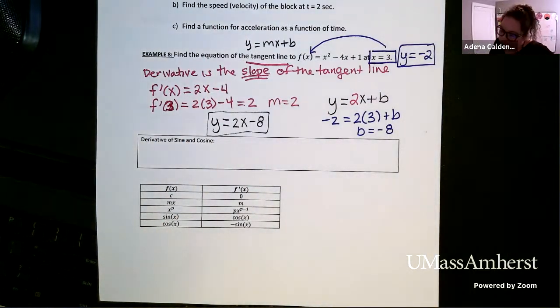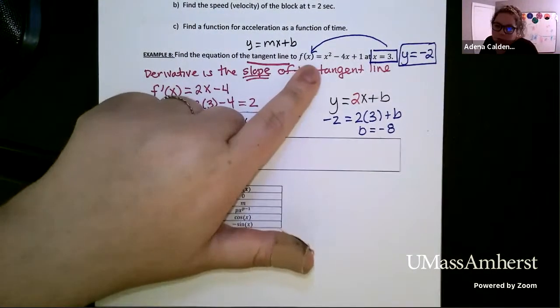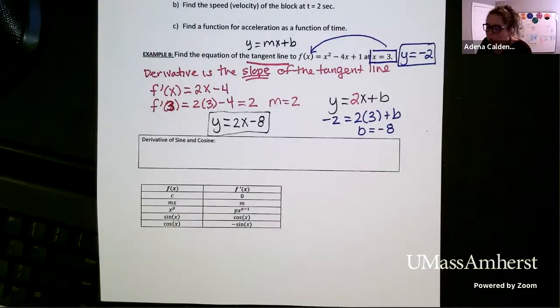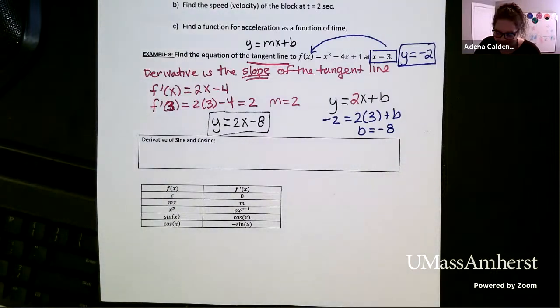Now, like I said, this is a problem that's going to come up a lot in this class, and what will change is the function, right? So as we learn different types of functions, you'll get different functions to do this on, but the equation of the line should always be in the form y equals mx plus b, okay?